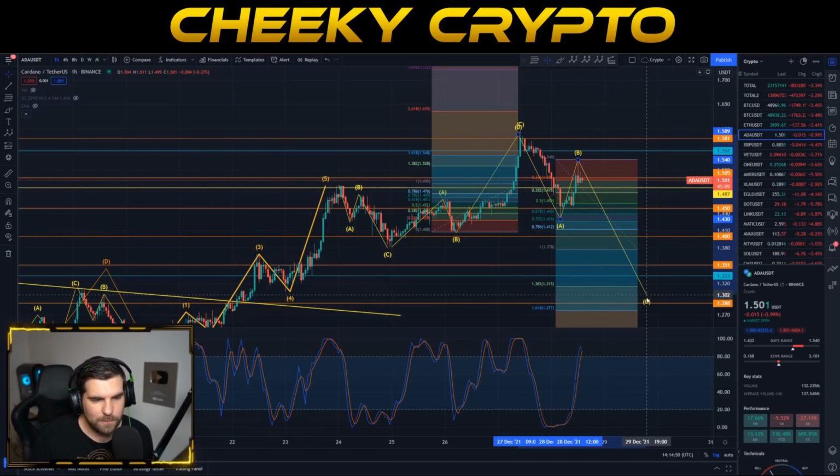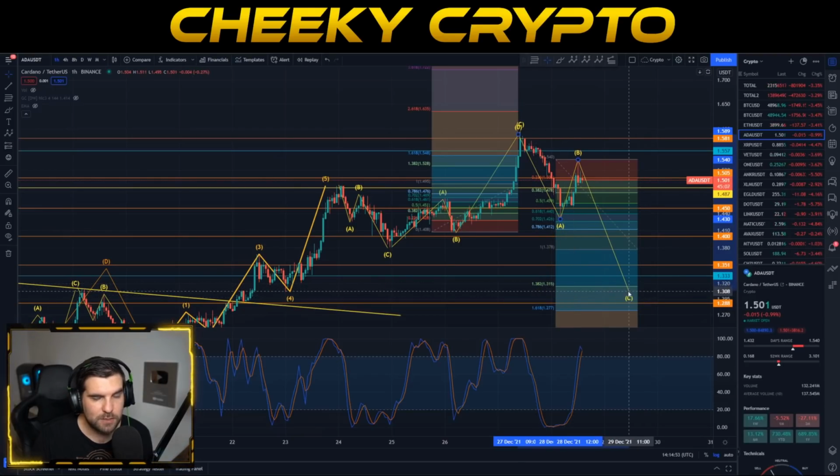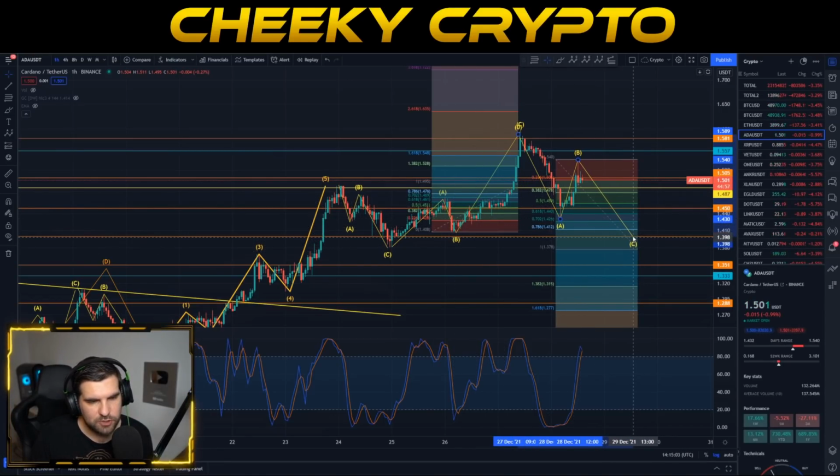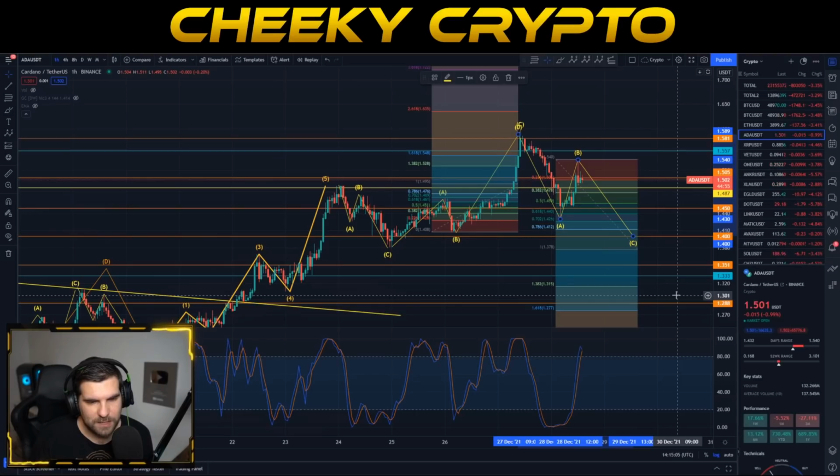Obviously, these C waves can overextend. Going past the 1.382 is an impulsive move down, as long as it doesn't retrace higher than the A wave, for example, or lower than the A wave, depending on the direction that you're going in. And sometimes they fall short. Sometimes there's a good strong support line that actually holds out really well.